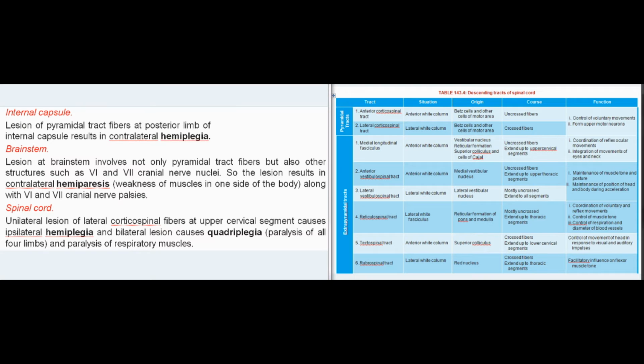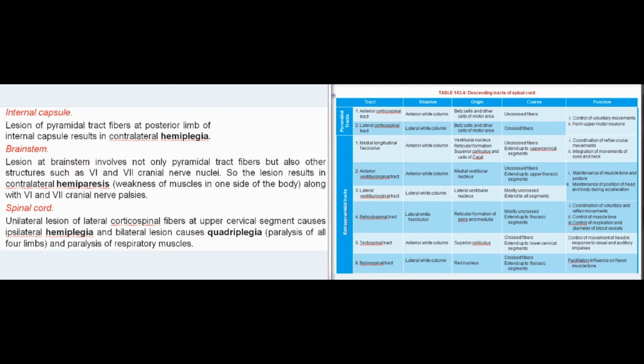Brainstem. Lesion at brainstem involves not only pyramidal tract fibers but also other structures such as 6 and 7 cranial nerve nuclei. So the lesion results in contralateral hemiparesis, weakness of muscles in one side of the body, along with 6 and 7 cranial nerve palsies.